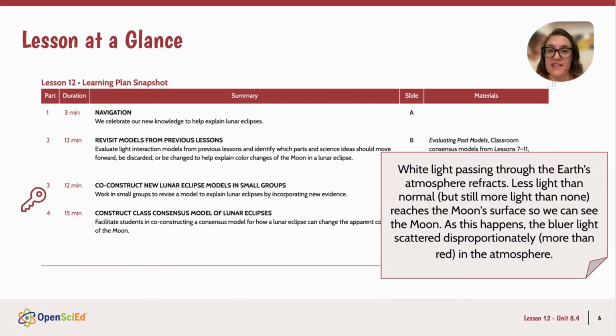In the first day of this lesson, after revisiting all of our models from previous lessons, students figure out that white light passes through Earth's atmosphere and refracts. So less light is reaching the moon's surface, but there's still some so we can see it. And as this is happening, blue light is scattered more than the red, which is why the moon appeared red during the lunar eclipse.